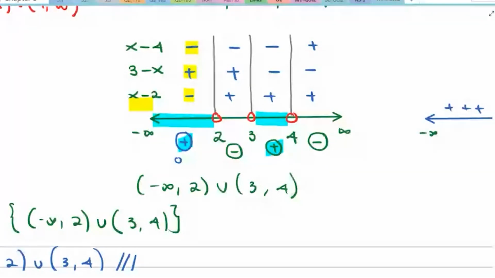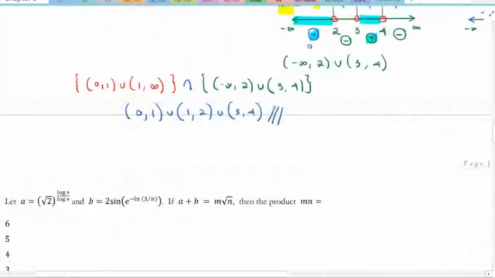Is that clear now? Yes, clear. Okay, gentlemen, let us continue now.